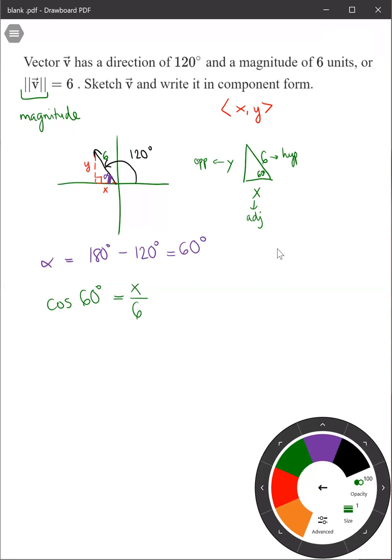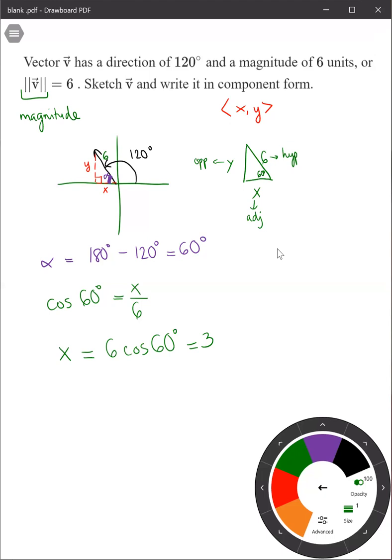So the other way we can rewrite it is x equals 6 times cosine of 60 degrees. Anyone got the answer yet? Three. Thank you, Trương Anh. Thank you, JC. Thank you, Lynn. So x equals 3.